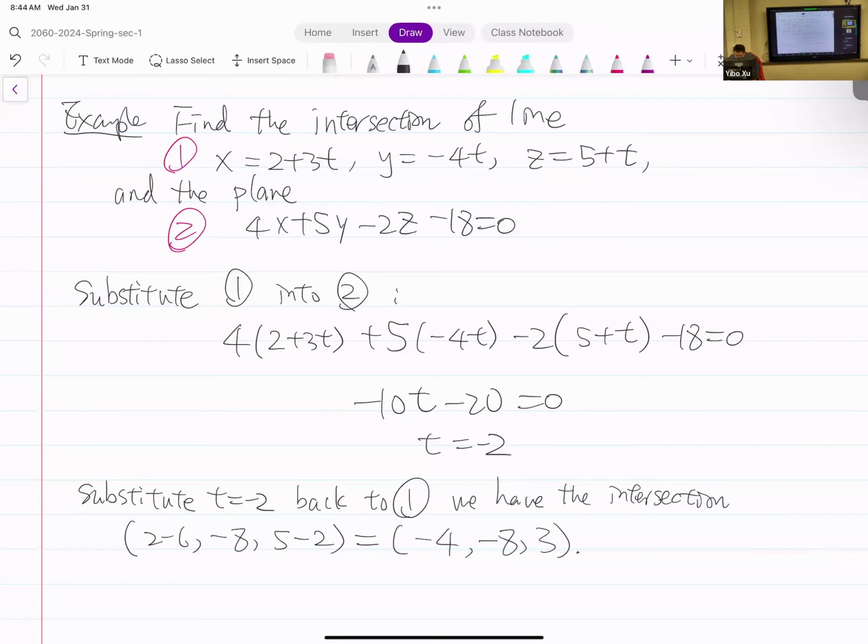Okay. Any questions so far? Yes. Is it positive 8 or is it because y is the negative value? It's negative 8. Is it positive? Very good question. So I believe you are correct. So negative 4 times negative 2 plus 8. Very good.